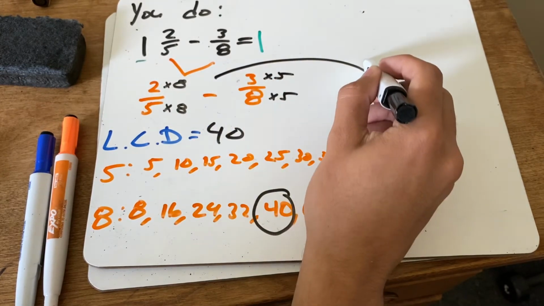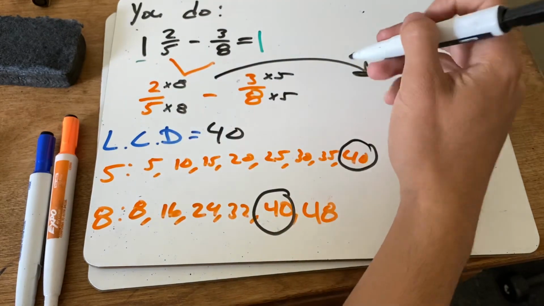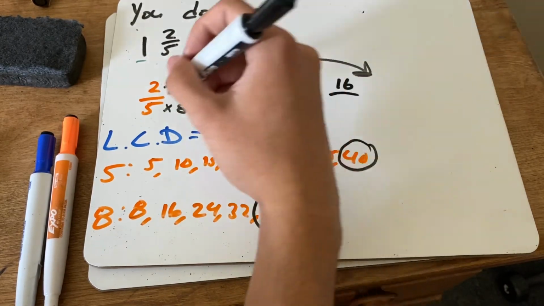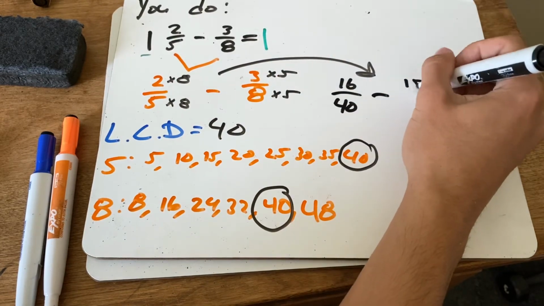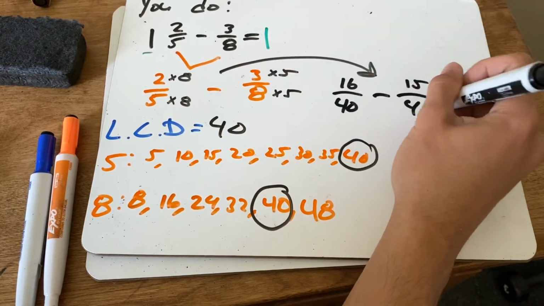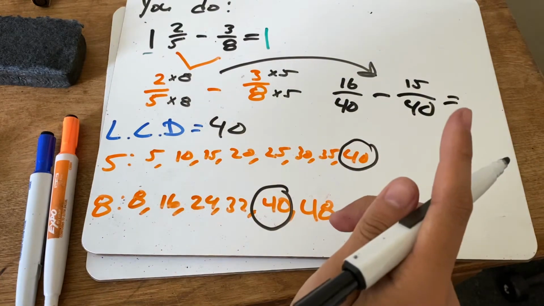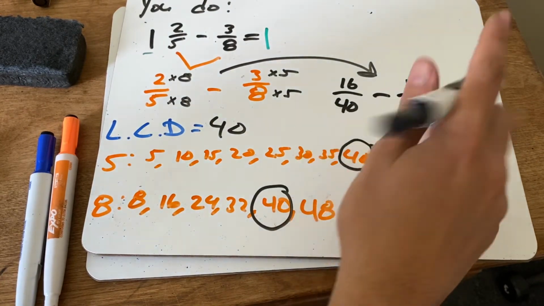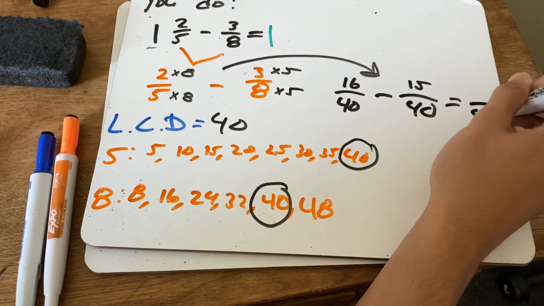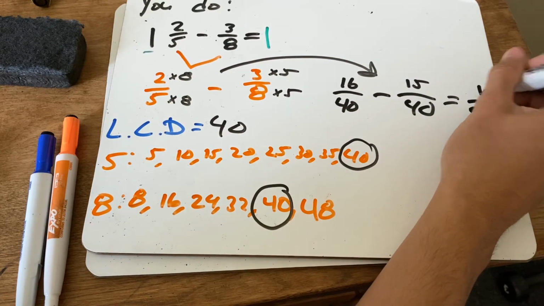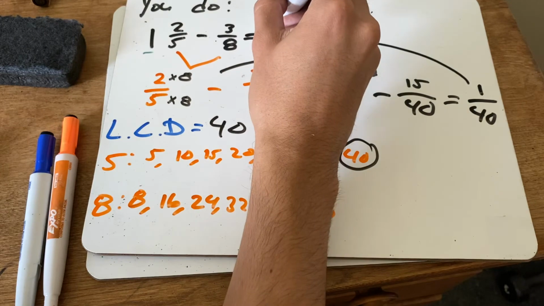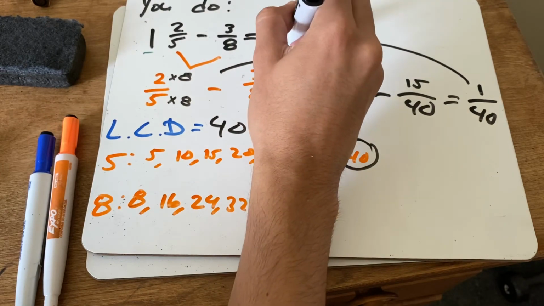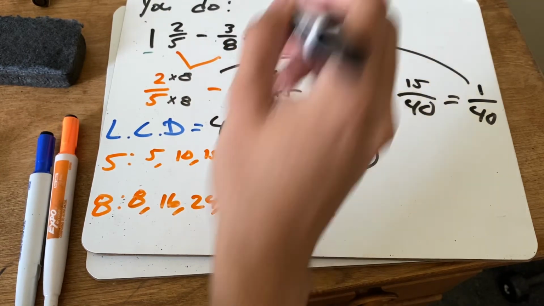So now, everybody, we are going to have new fractions. 2 times 8, 16. 5 times 8, 40. We're subtracting it. 3 times 5, 15. 8 times 5, 40. And now look, we know we are doing it correctly because our denominators are the same. 16 minus 15, that is 1. And then we can just go ahead and slap this on to our whole number from the beginning. And so our answer is 1 whole and 1 over 40.